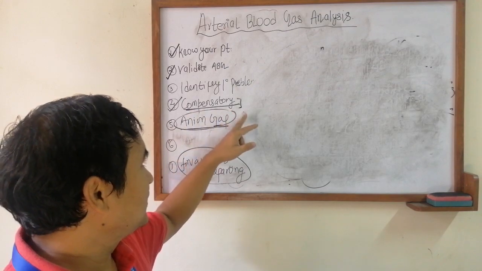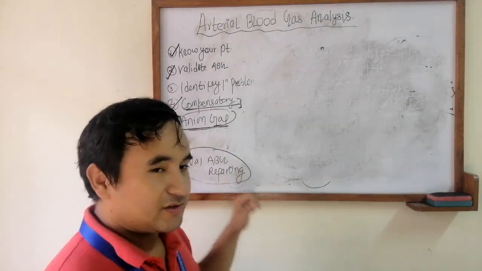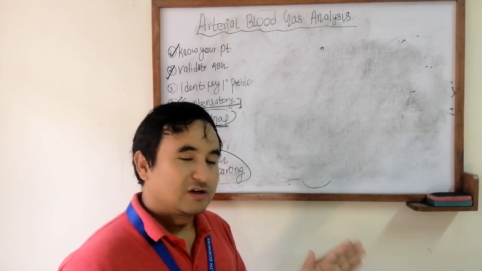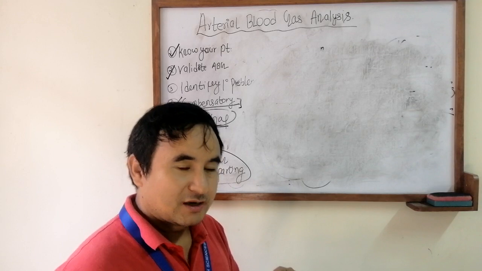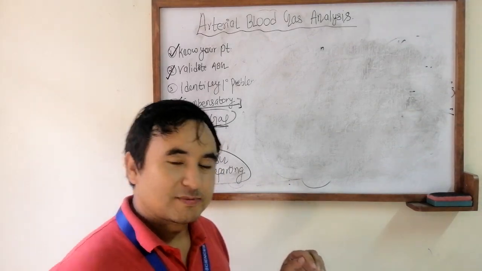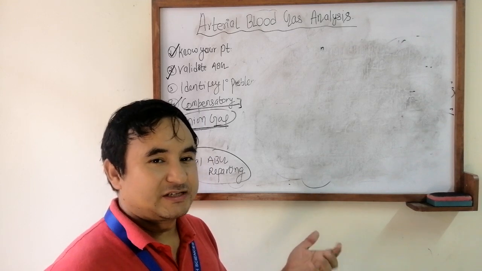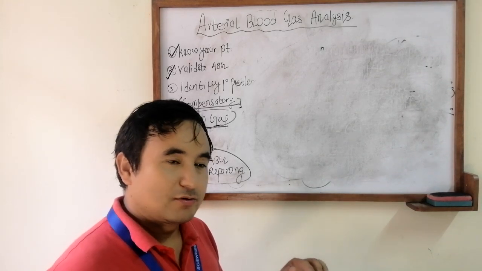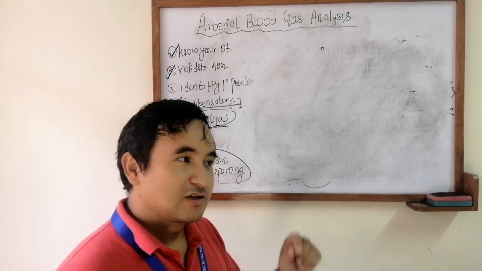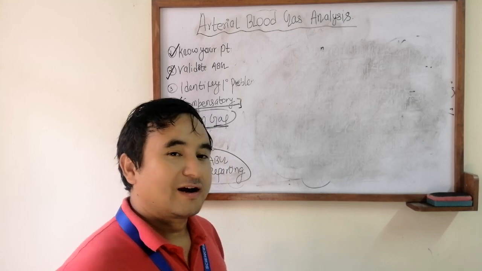Then after checking the compensation, if it is a metabolic acidosis, then we have to calculate the anion gap. The simple formula of anion gap is sodium minus the summation of chloride and bicarbonate, and normal anion gap is 10 plus or minus 2. There are some conditions which have high anion gap, like CKD, diabetic ketoacidosis, and alcohol intoxication. There are some conditions where there is a metabolic acidosis but a normal anion gap, like diarrhea or renal tubular acidosis.